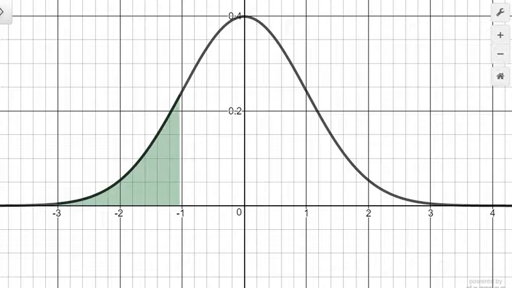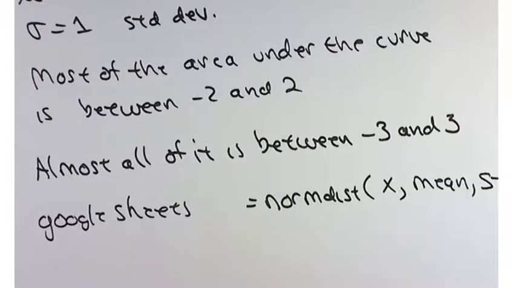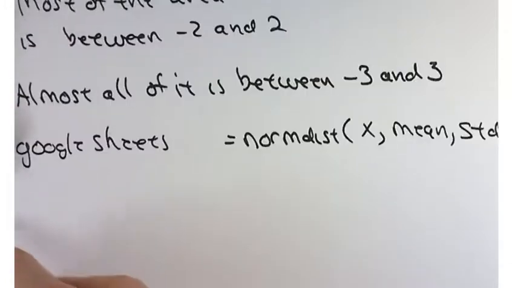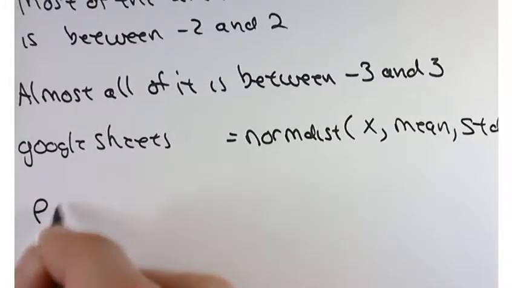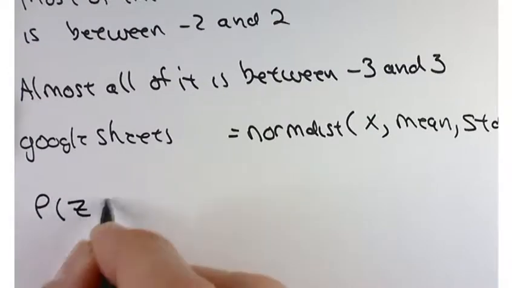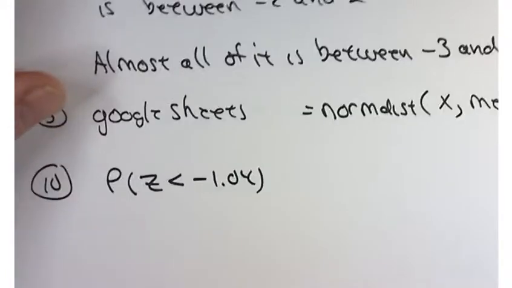So let's take a look at table A2. And this is problem number 10. Actually, you know what? We're going to do 2 things. Probability that z is less than negative 1.04. That's going to be the area to the left of this point.